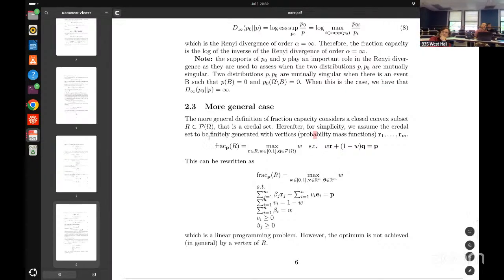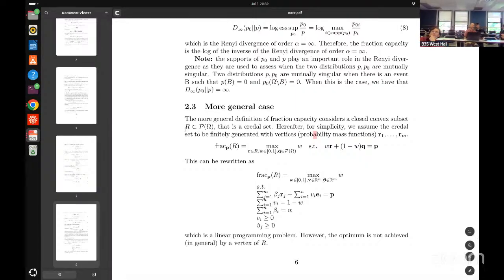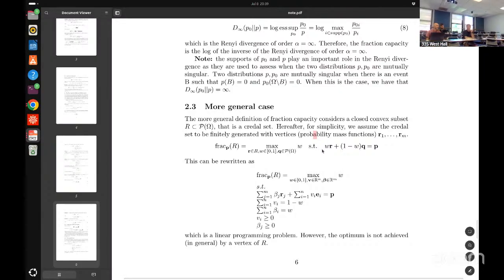Actually, I've already set R. So that's the convex hull of A. So I have R, that is the set inside the simplex. Okay, and it's convex. I take the convex hull, it is convex. Which is why you can do a linear program.